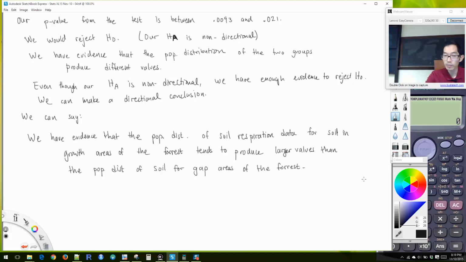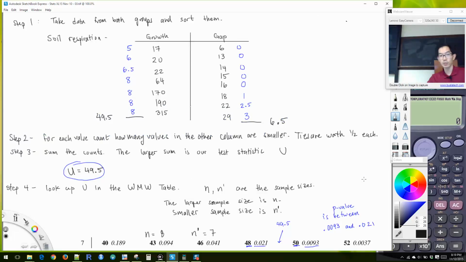Okay, so let me just flip back. When we look at the data, we see we have small samples. We have some really large values like 315. These are much larger compared to all of these values over here, and so in this case, it is appropriate to apply the Wilcoxon-Mann-Whitney test.